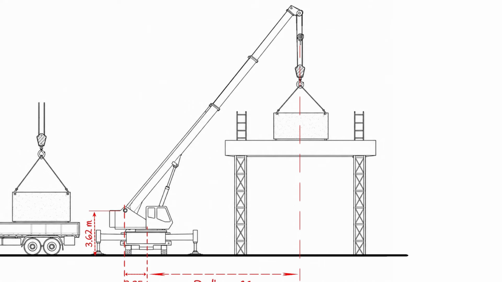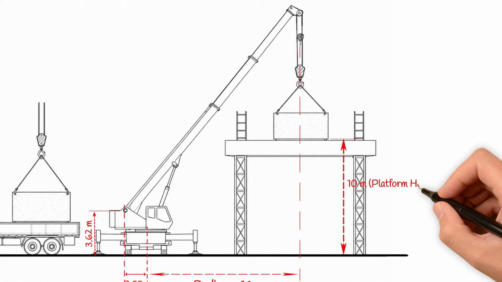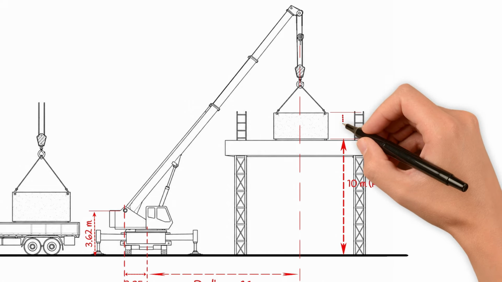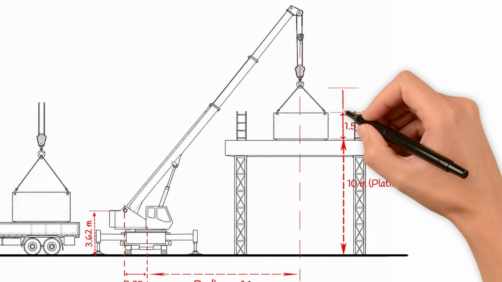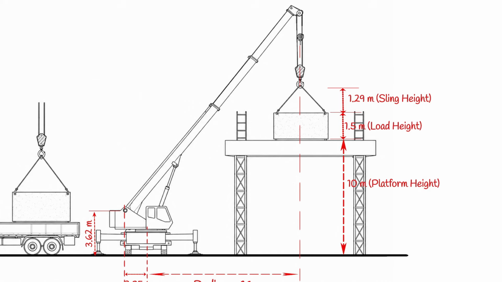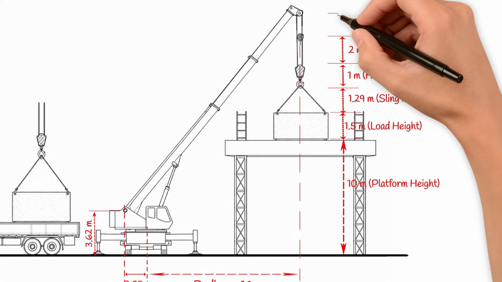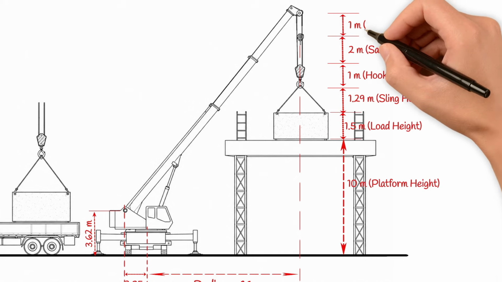Now let's identify all the vertical components. 10 meters for the platform height, 1.5 meters for the load height, 1.29 meters for the sling height, 1 meter for the hook height, 2 meters for the safety clearance distance, and 1 meter for the anti-2 block limit switch clearance.